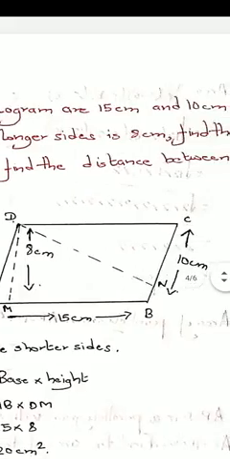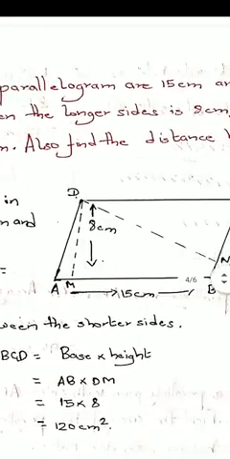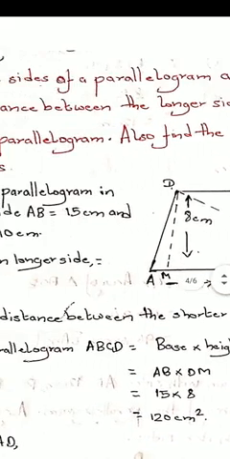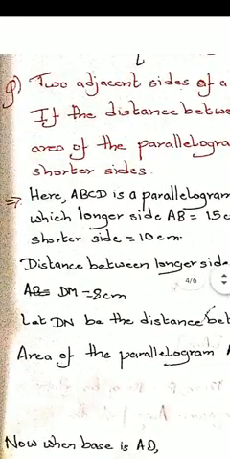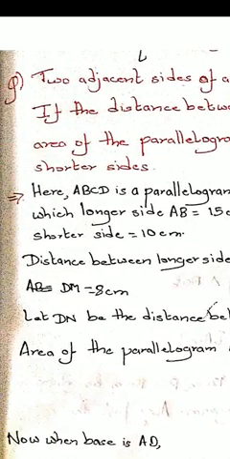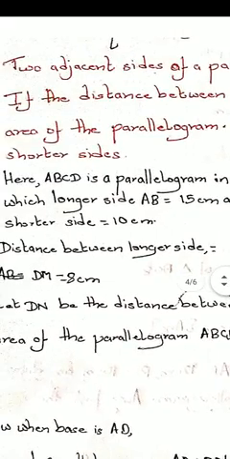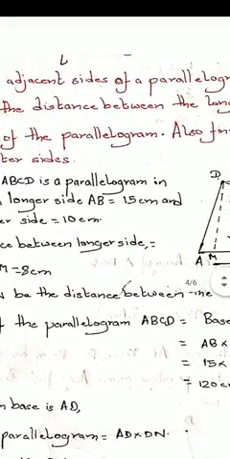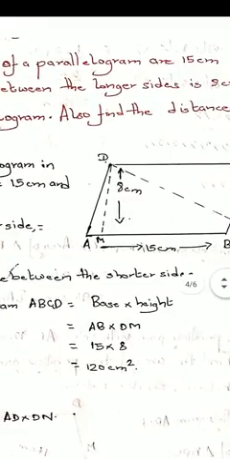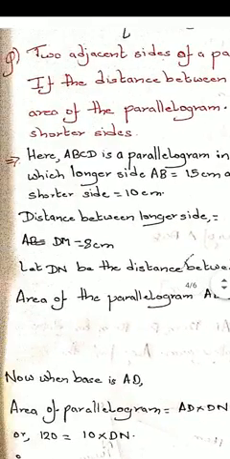Also find the distance between the shorter sides. So for the shorter side I am going to use DN. Okay, so DN, that will be the distance between the shorter sides. Okay, so let us start solving. So here ABCD is a parallelogram in which longer side AB equals 15 centimeter and shorter side equals 10 centimeter. Again, I would like to stress on the fact that area of a parallelogram is nothing but base into height. So distance between longer side has also been given as 8 centimeter. So let DN be the distance between the shorter side. I'm just writing whatever is there in the diagram, in my words. Okay, so let us try to find area of the parallelogram ABCD.